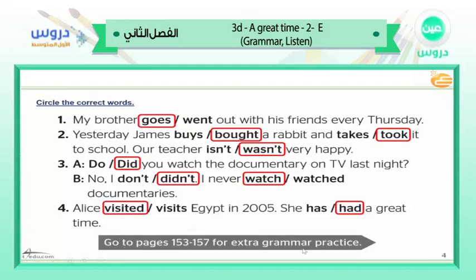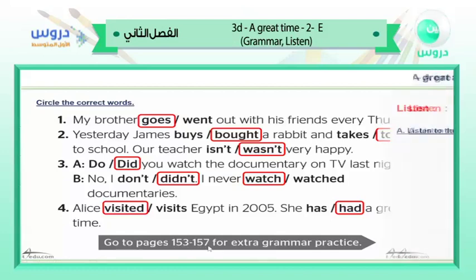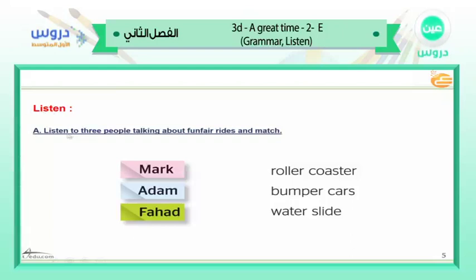If you want more practice, more exercises, go to these pages, from 153 to 157. Listen. A. Listen to three people talking about funfair rides and match. So we have Mark, Adam, Fahad. They will talk about the funfair rides. One of them will talk about the roller coaster, the second one bumper cars, the third one the water slide. I want you to match the names with the funfair rides, okay? Listen, everyone.